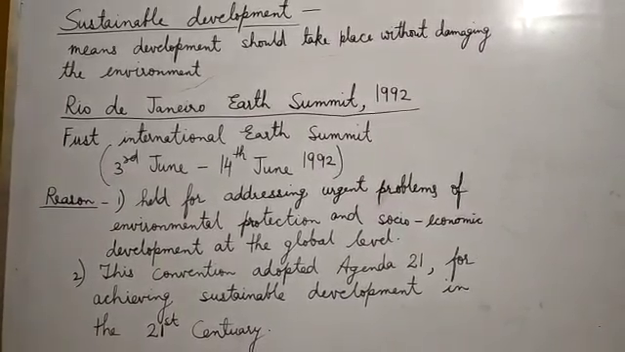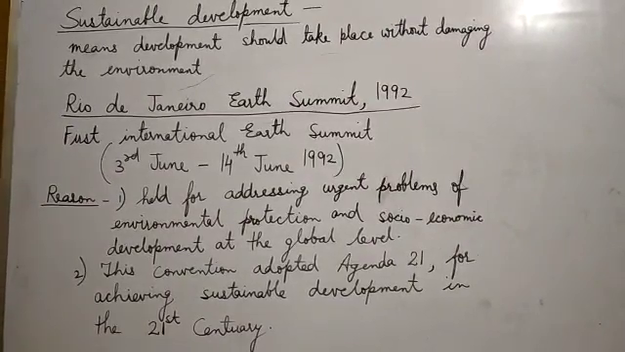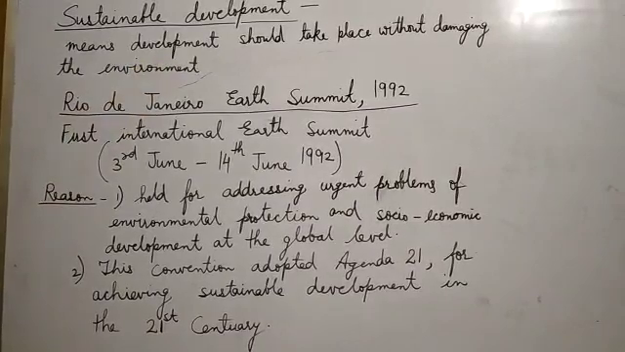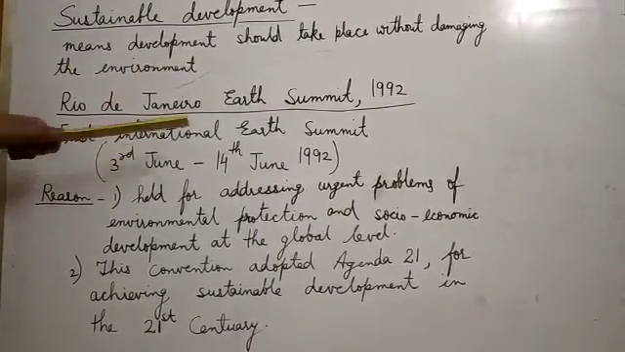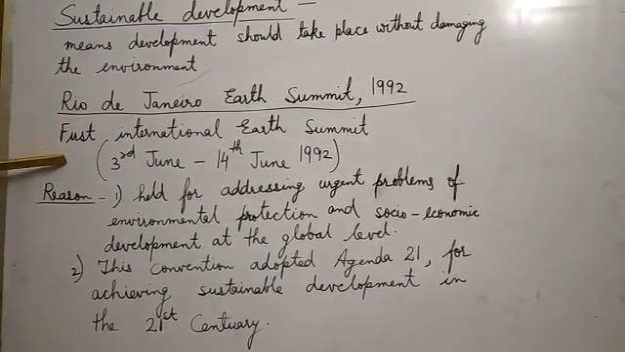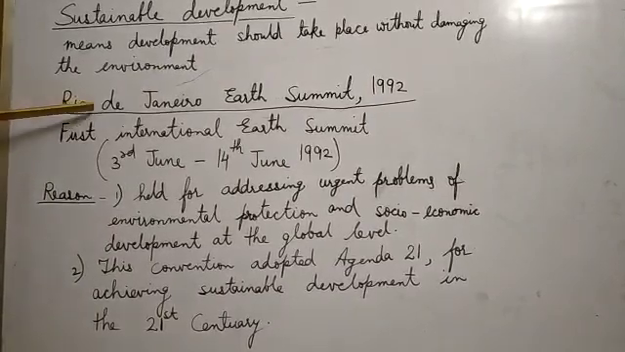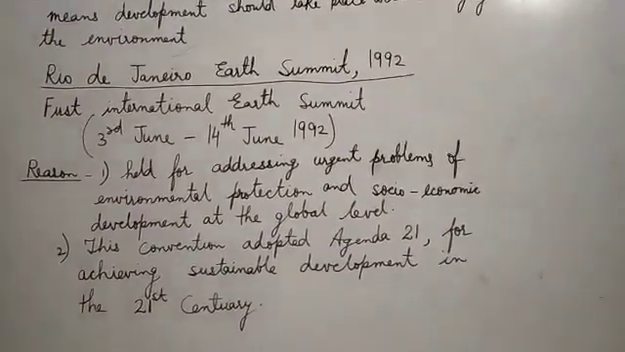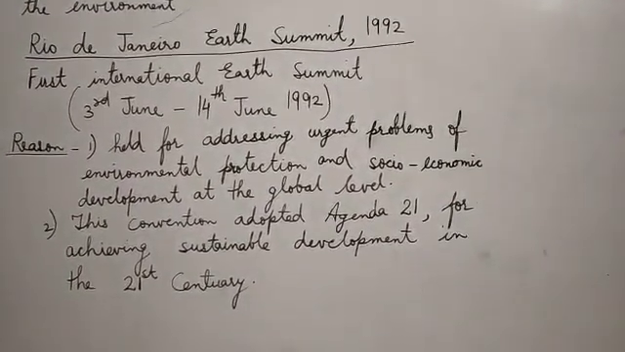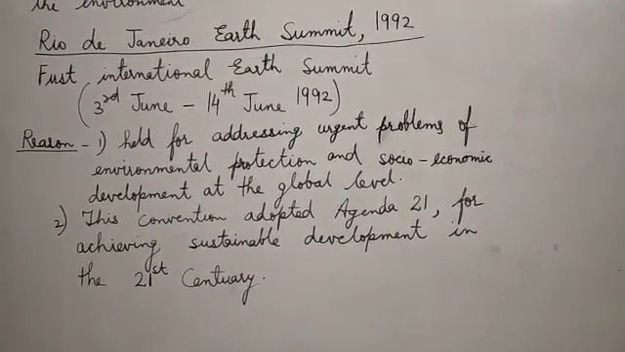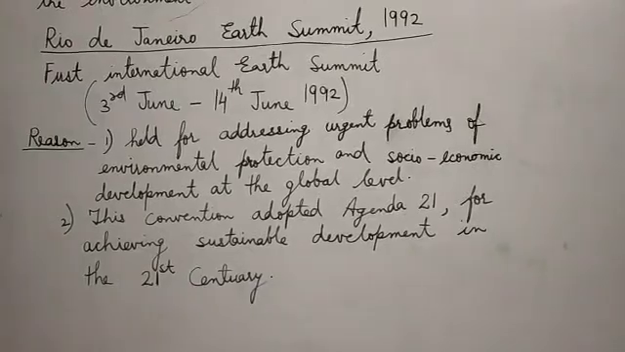Now, at the end of the 20th century, there was a conference, the first International Earth Summit, between 3rd of June to 14th of June 1992. This summit was held in Brazil, Rio de Janeiro. Rio de Janeiro Earth Summit. It is also known as the UNCED, United Nations Conference on Environment and Development. It is in the book as well.